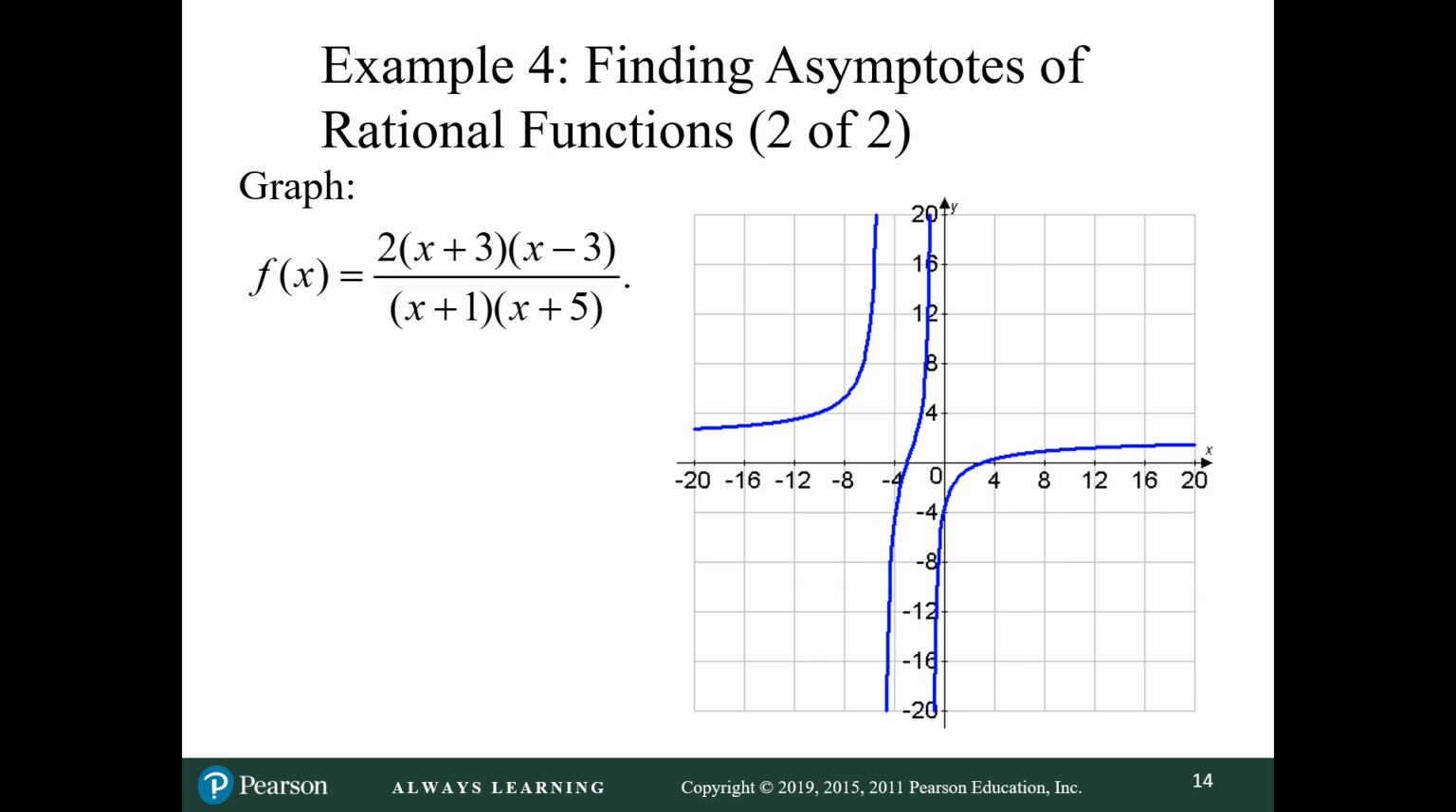Okay. So our asymptotes happened at negative 5 and negative 1. And then we had a horizontal asymptote at 18 fifths, which is 3 and 2 fifths. So about right here. Now, notice this blue line. It crosses the horizontal asymptote. You can cross a horizontal asymptote. You can never cross a vertical asymptote. But you can cross a horizontal asymptote.